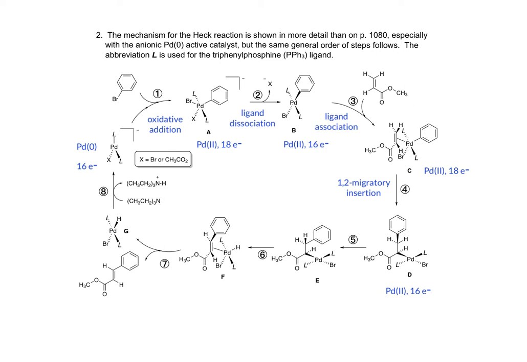1,2 migratory insertion is a stereospecific reaction so that the phenyl ligand and the palladium metal add onto the same face of the alkene. This is an example of syn addition, although the phenyl and palladium groups can add to either face of the alkene, but they will both add on the same face of the alkene.